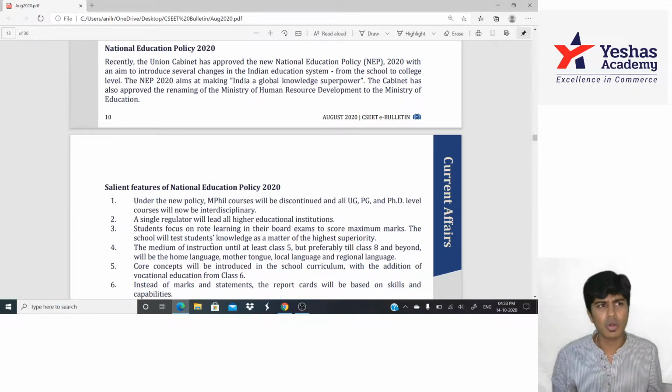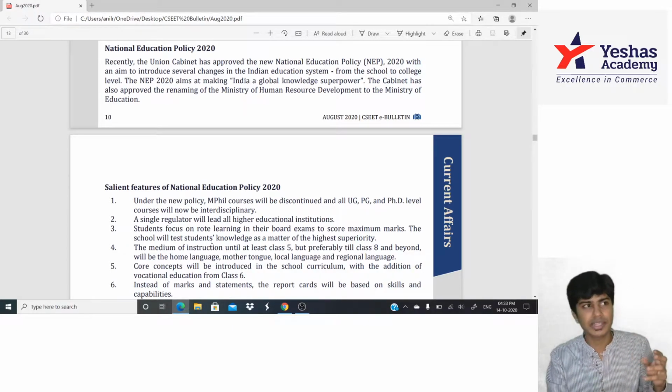If you can see, a few schools have already shifted from the normal scoring system to CGPA, normal marks to grades. Now the criteria will be a little more. It will not be just mathematics, science, English, language.